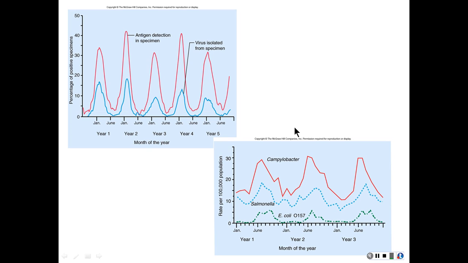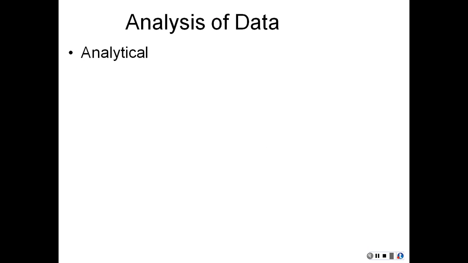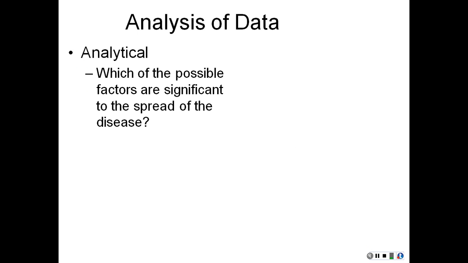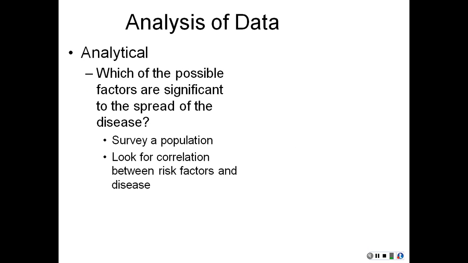So maybe people are barbecuing and they're exposing themselves to undercooked food. So all of that was descriptive. In an analytical analysis, we're going to take our data and compare groups and try to figure out what the risk factors for the disease are. So we can compare people that have the disease with people without the disease and say what is different.